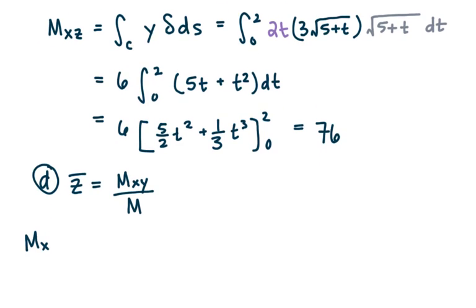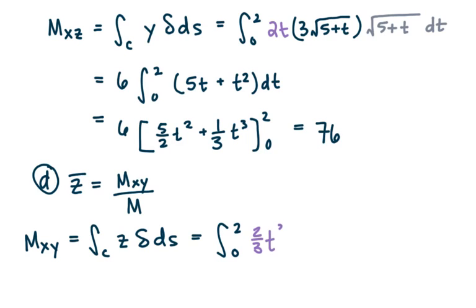So calculating that moment about the xy plane, that's the line integral along the path C of z times the density ds, or the integral from 0 to 2 times my z function, which is 2/3 t to the 3 halves, times my density, which was given, 3 times the square root of 5 plus t, times my ds I calculated, which is square root of 5 plus t dt.